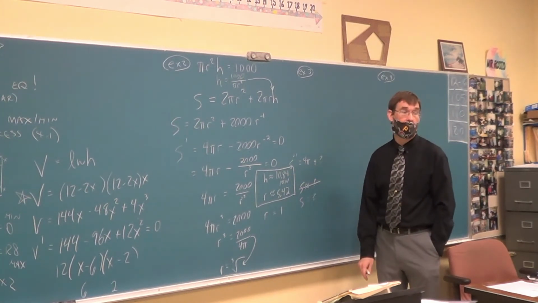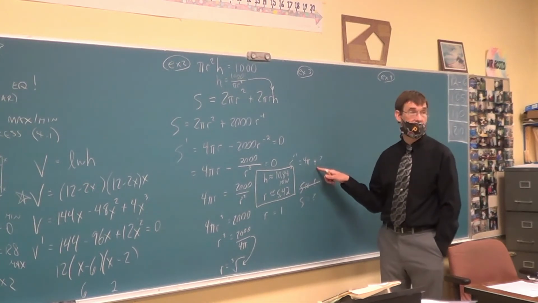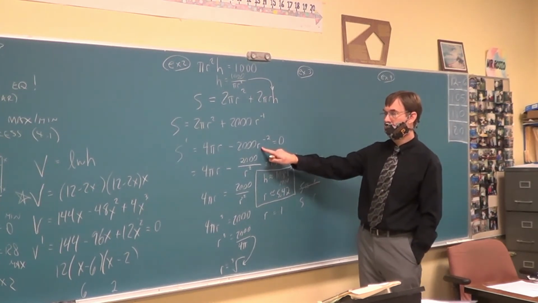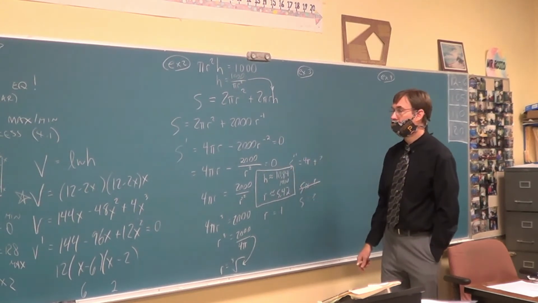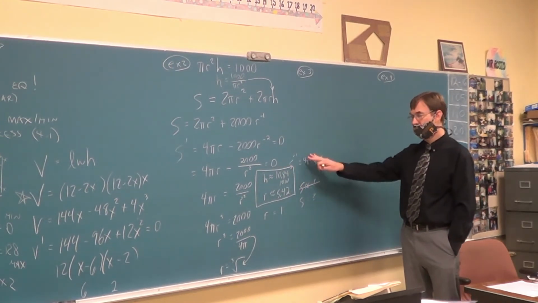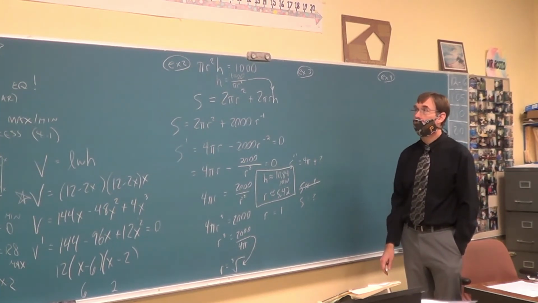How did you know it's going to be positive? If it's 4 pi plus something, the radius is guaranteed a positive item. So you can't have a negative radius. So if it's going to be 4 pi plus some radius stuff, it's got to be positive.